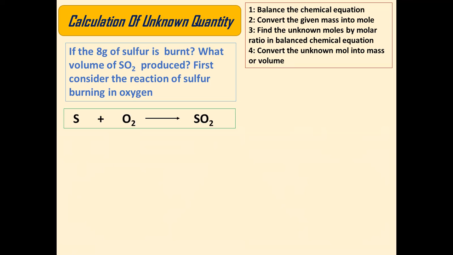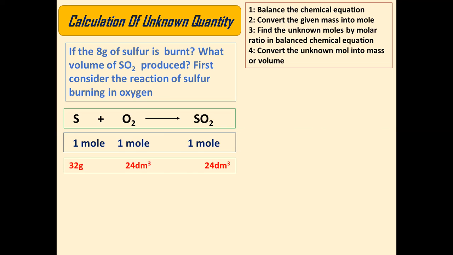Now, we have a chemical reaction. The sulfur is burned in the presence of oxygen, and that produces sulfur dioxide. Now, this is the balanced chemical equation. For example, 1 mole of sulfur reacts with 1 mole of oxygen, and that produces 1 mole of sulfur dioxide. So here we have a molar ratio where the sulfur and sulfur dioxide is 1:1. At standard temperature and pressure or room temperature and pressure, 1 mole of all gases has 24 dm³ of volume.